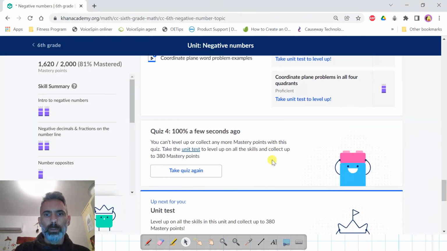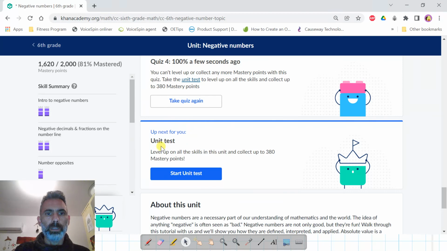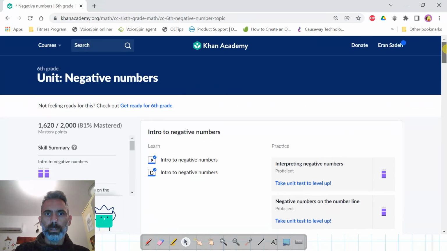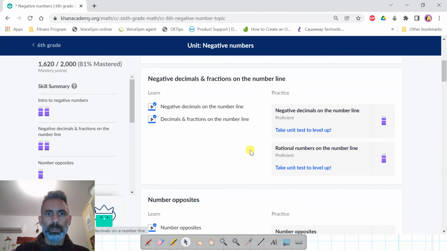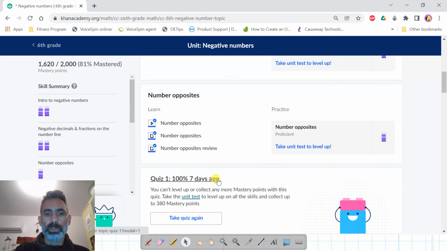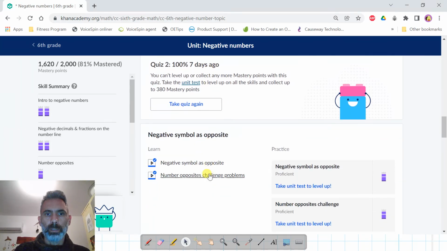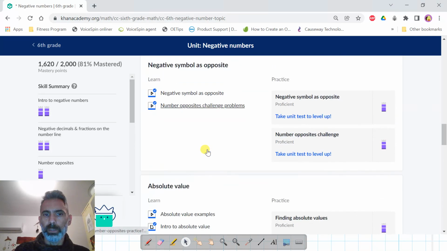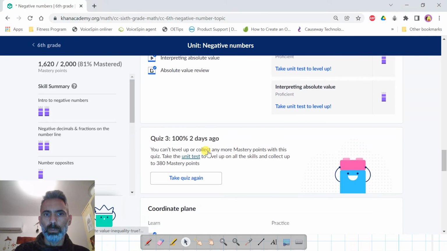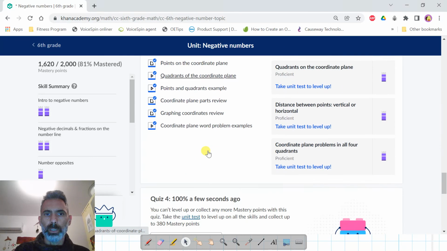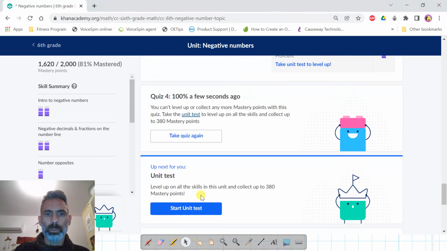Okay, in the next video I will take the unit test. The unit test is about negative numbers, negative decimals and fractions, negative number opposites, comparing negative numbers, negative symbols, opposites, absolute value, and the coordinate plane. So this is in the next video. See you.